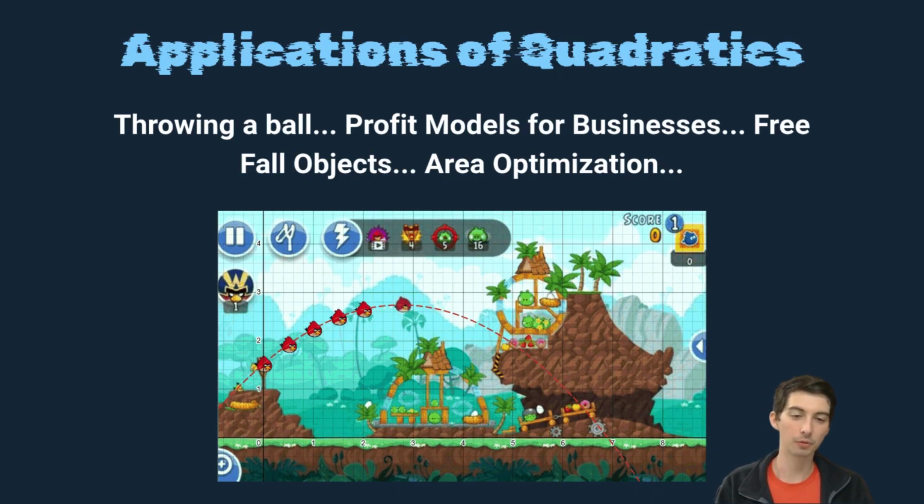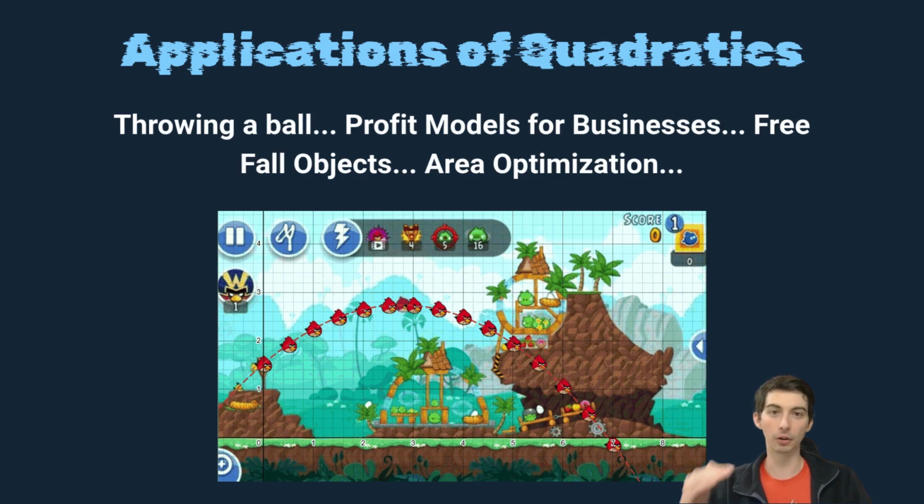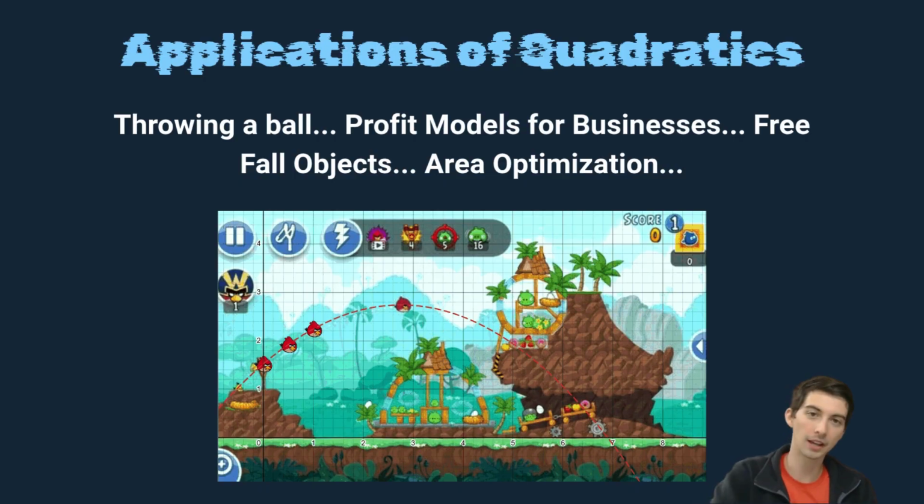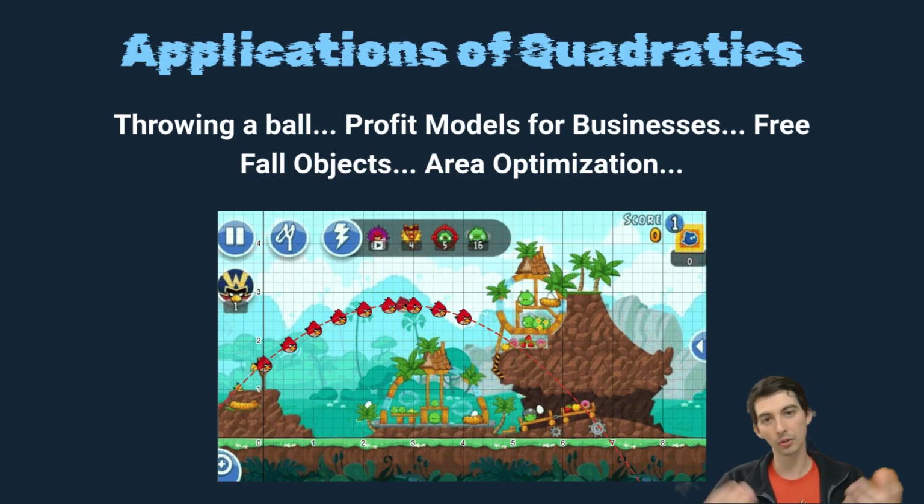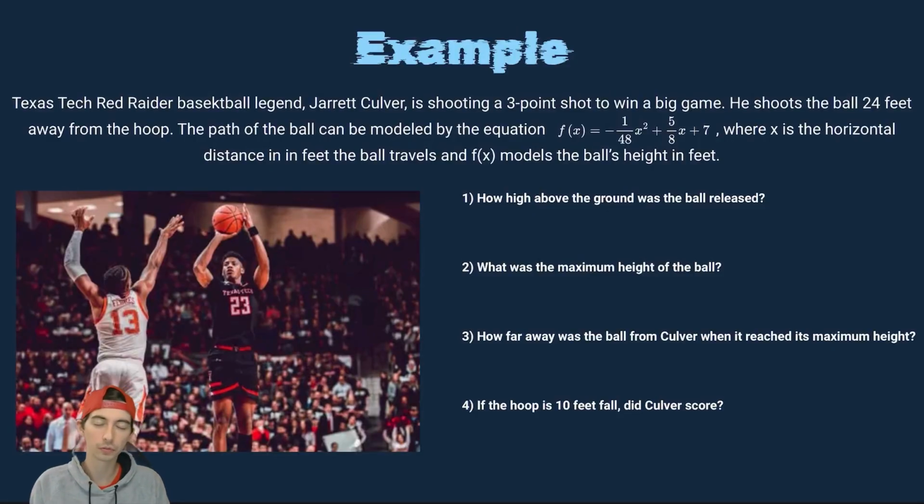I really like this example on your screen. It shows an Angry Bird. Even when you shoot it off a slingshot, it will also make that quadratic path. So it ends up being one of my favorite games because I get to use some math whenever I'm playing video games. How exciting is that? So quadratics can be useful for video games, but they can also be really useful in sports. And so we're going to look at an example of that.